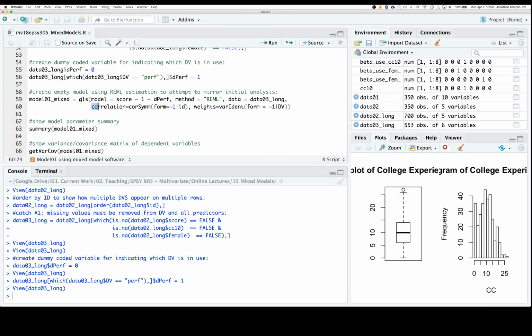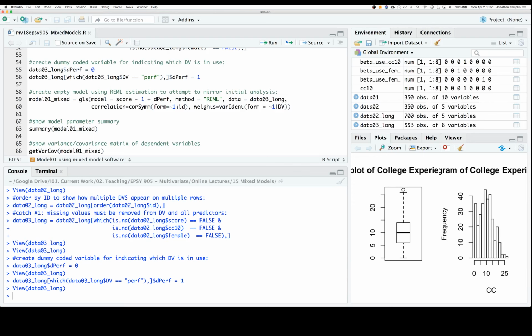The next option we see here is correlation. What this is really trying to do is provide some type of correlation for the off diagonals of the variance covariance matrix. So what this is telling the GLS function to do is to estimate a symmetric correlation matrix. This type of option is all you need to put in. What it ends up telling us is it's basically estimating every correlation separately.